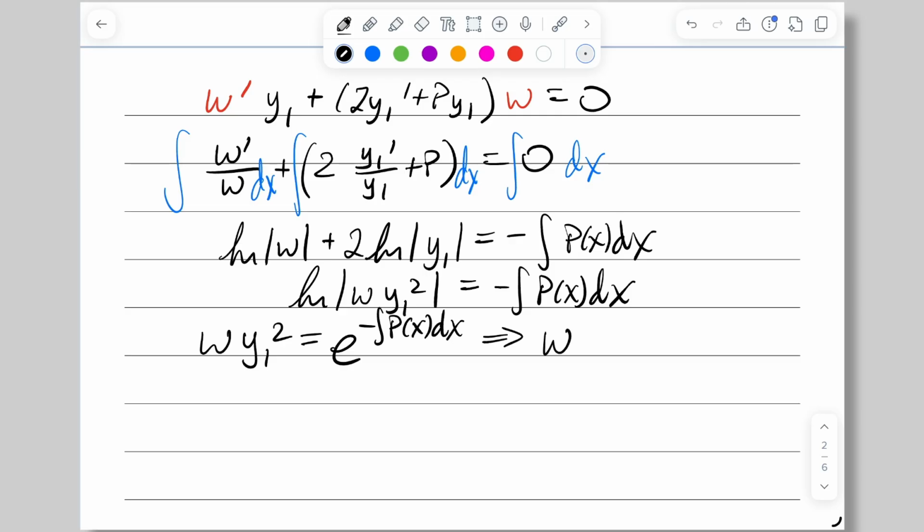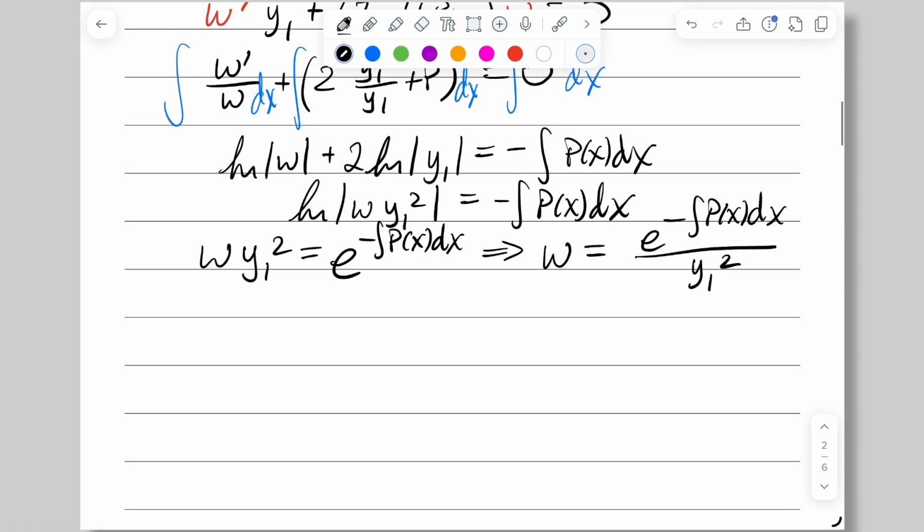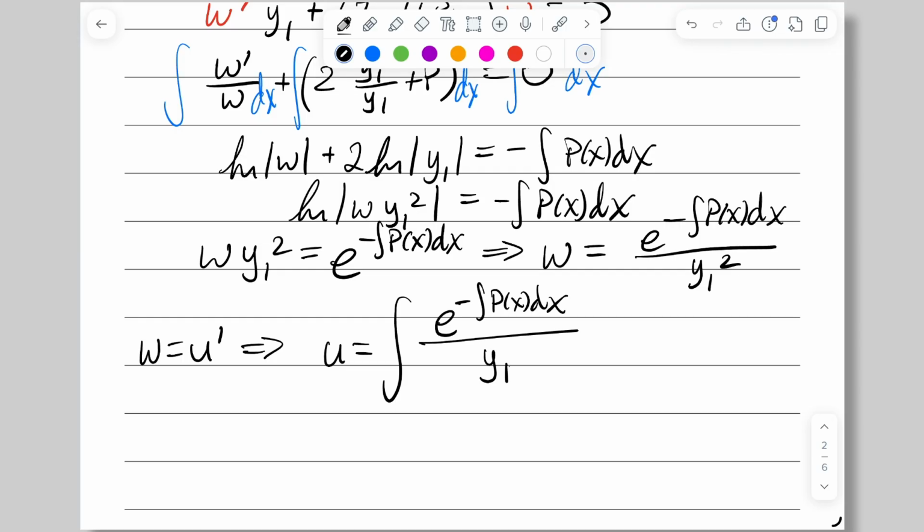Isolating W is going to give W is equal to e to the negative integral P of x dx divided by y1 squared. Our earlier substitution had been that W is equal to U prime. That's going to give us that U is equal to the integral of e to the negative integral P of x dx divided by y1 squared, all integrated with respect to x.